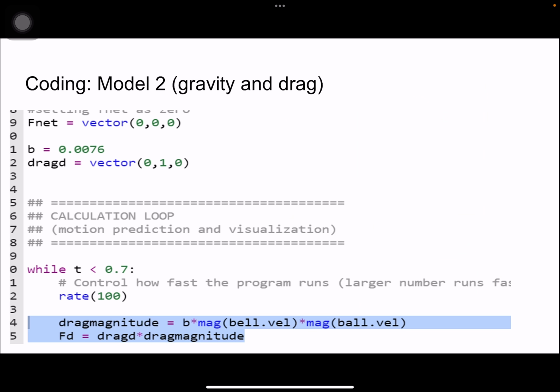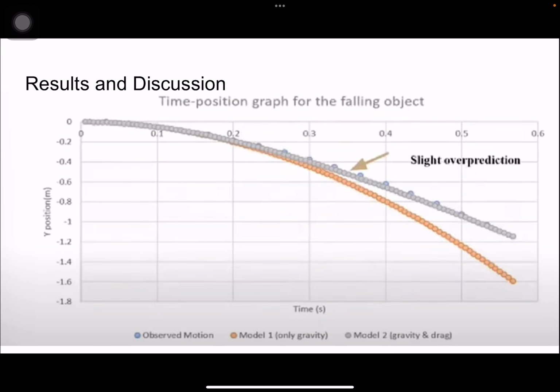Also here you can see where I calculated drag. I did the drag magnitude times drag D, and that's how I got the force of drag.